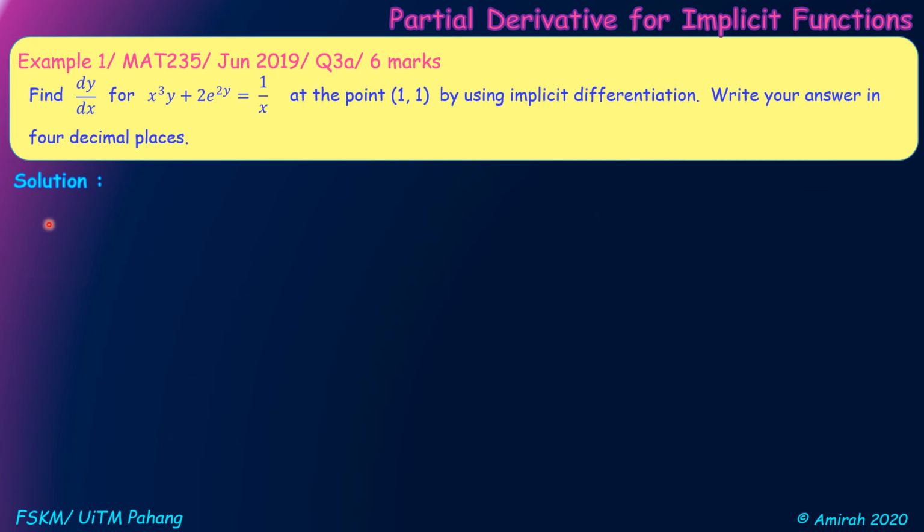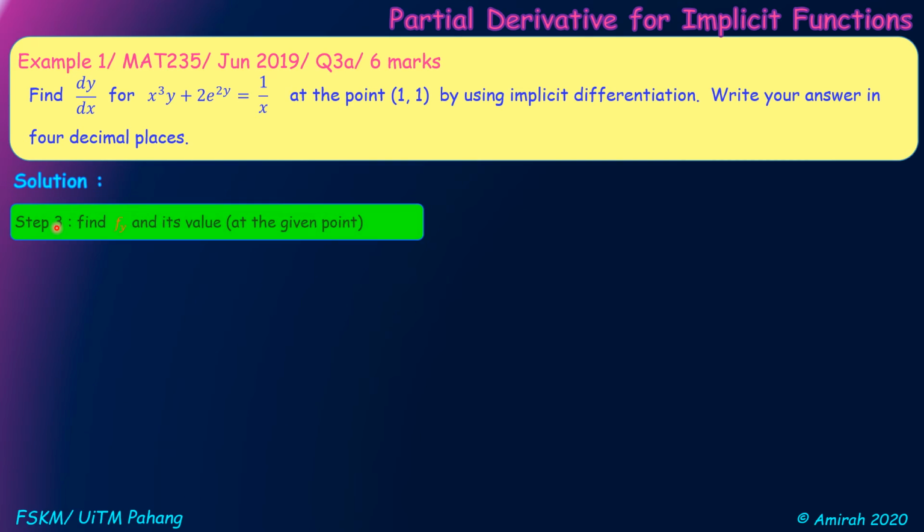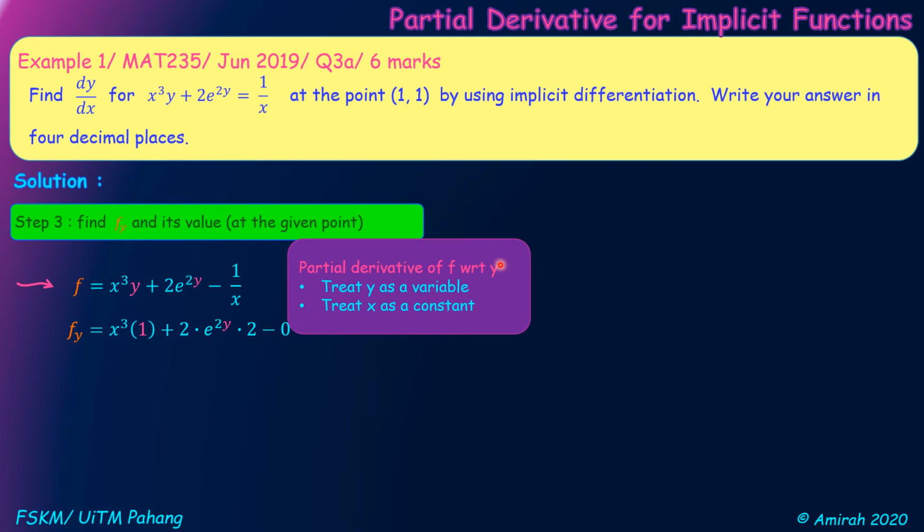Alright, then we can continue with step 3: find fy and its value at the given point. We can find fy from f. F equals x cubed y plus 2e to the power of 2y minus 1 over x. Fy means the partial derivative of f with respect to y. We treat y as a variable, and at the same time we treat x as a constant. So to avoid error and make it easy to differentiate, we can write variable y in different colors.